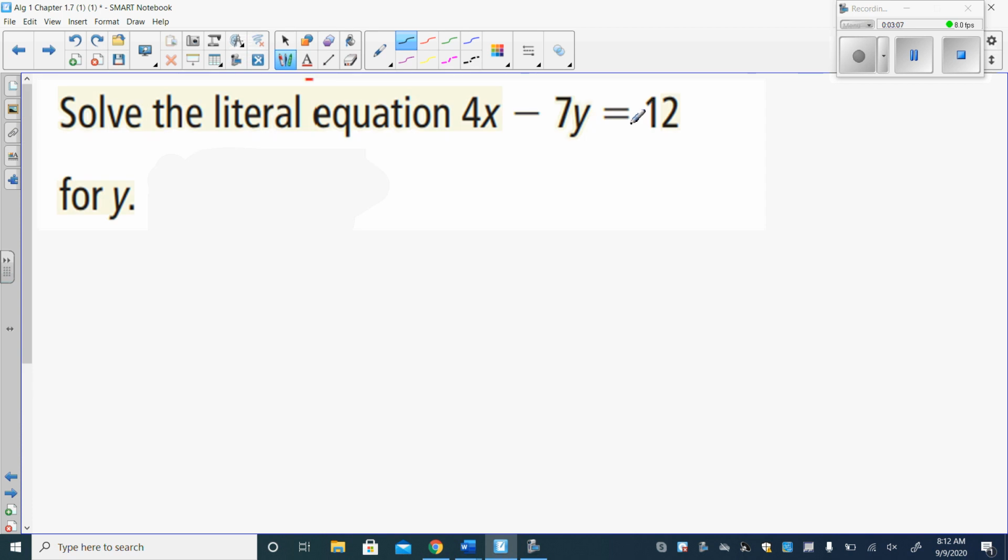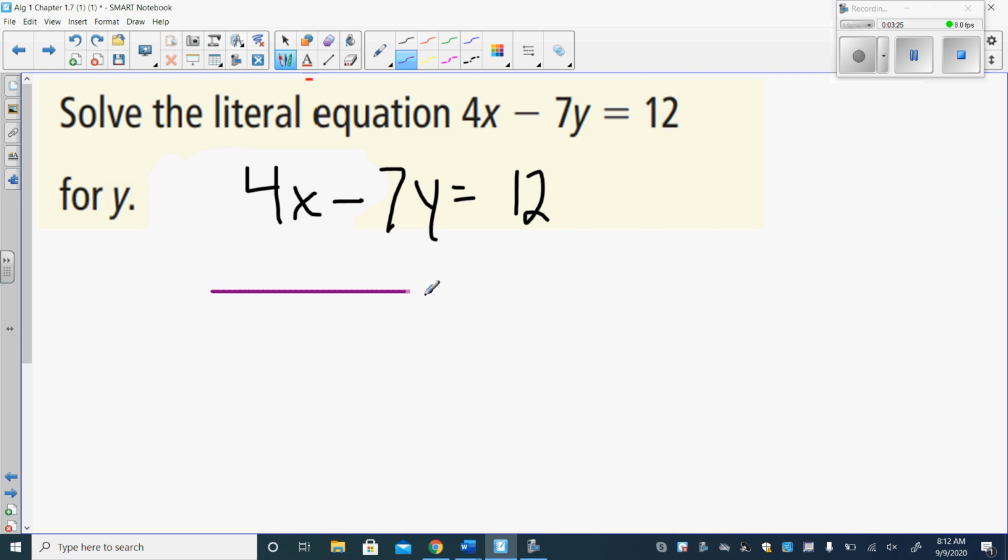So let's look at the next one. Solve this literal equation for y. So again, we're solving it for y. So we have 4x minus 7y equals 12. So again, we got to get y by itself.